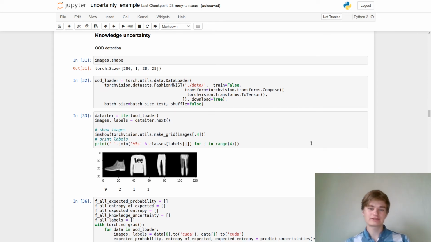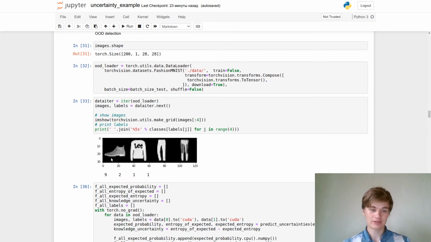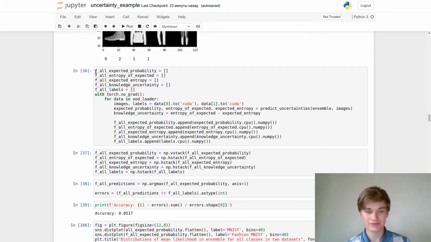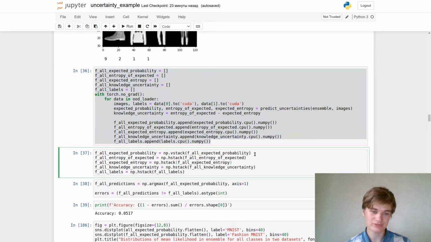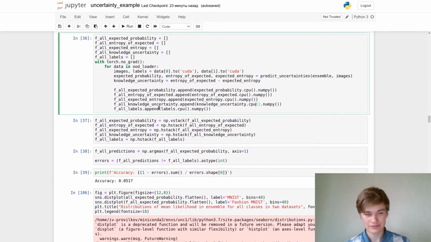For out-of-domain data, here I take Fashion MNIST. This is a dataset similar to MNIST with some classes where you should choose a class ID for some clothes or shoes. You have images of some clothes, and you should choose the appropriate class for it. This is also a calculation of some uncertainty measures and labels on our out-of-domain dataset.